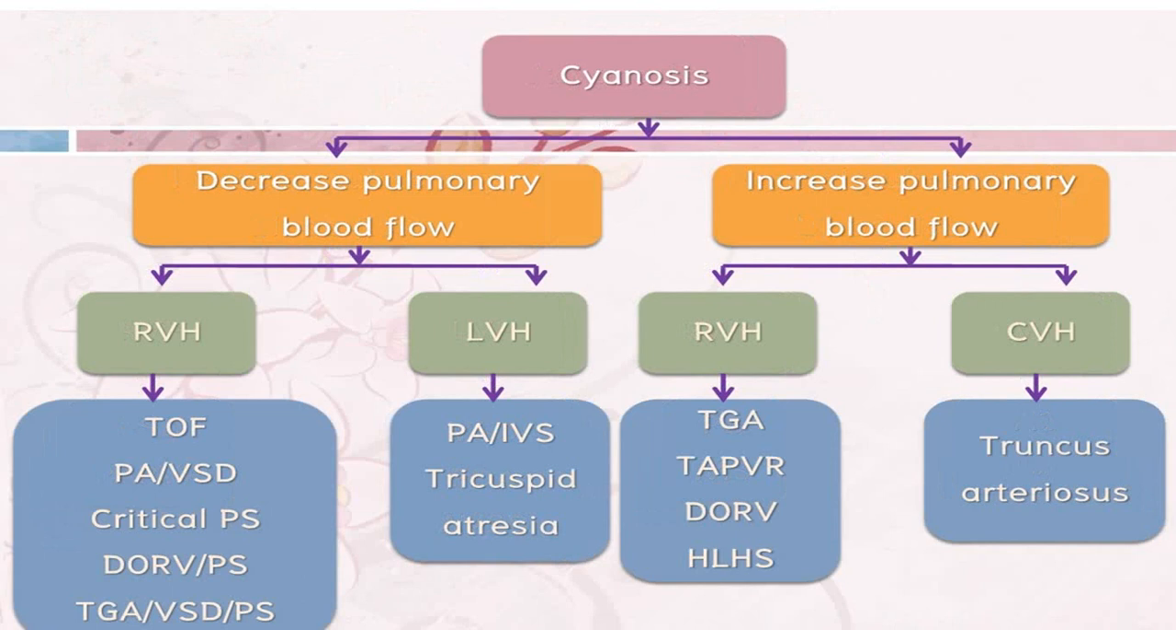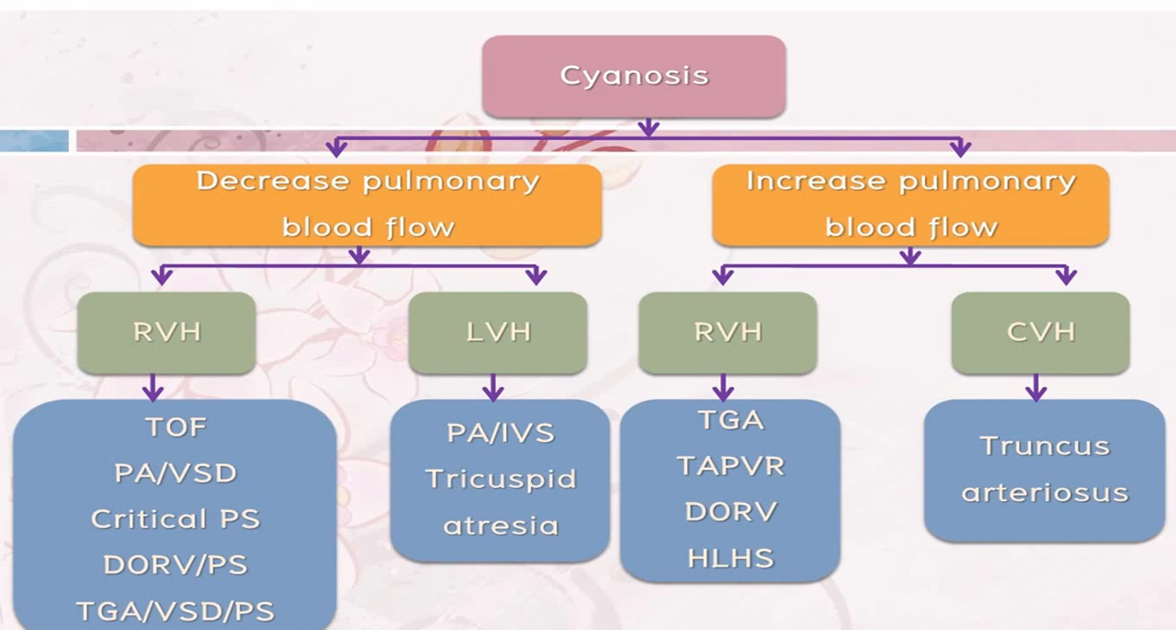And in a cyanotic heart disease group, with decreased blood flow and RVH combination together: tetralogy of Fallot, ventricular septal defect, critical pulmonary stenosis, what we call an obstructive lesion to the RV outlet, transposition of great arteries, VSD, VSD with pulmonary stenosis. This condition will be producing RVH.